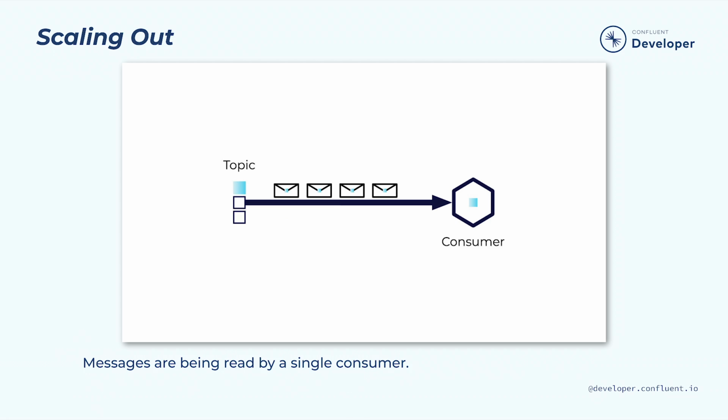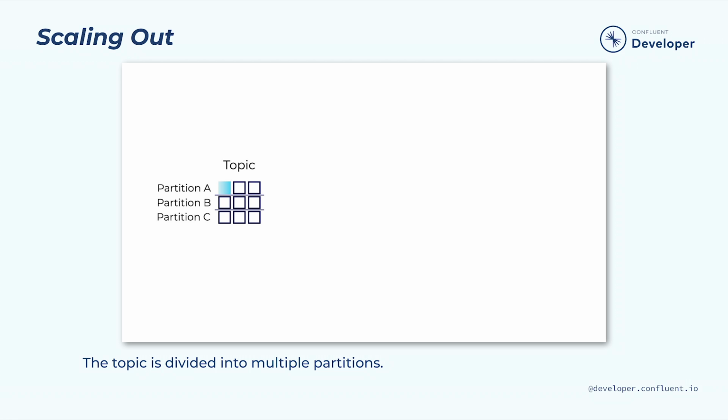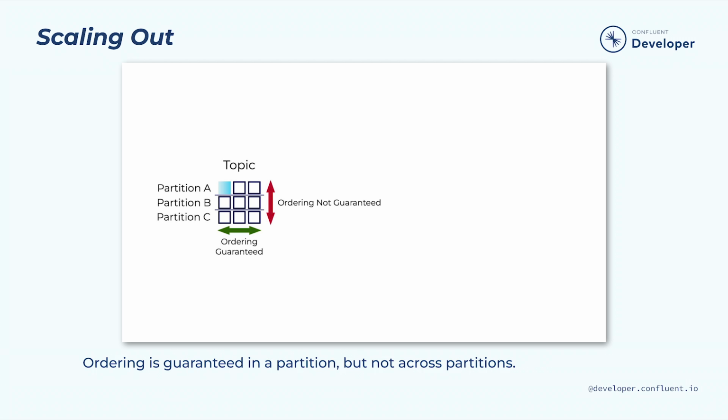However, consuming all of the messages in a single consumer isn't very scalable. Remember that when messages are produced to a topic, they're assigned a key. That key is used to separate the topic into multiple partitions. Within each partition, the order of the messages is guaranteed. However, it's not guaranteed across multiple partitions.